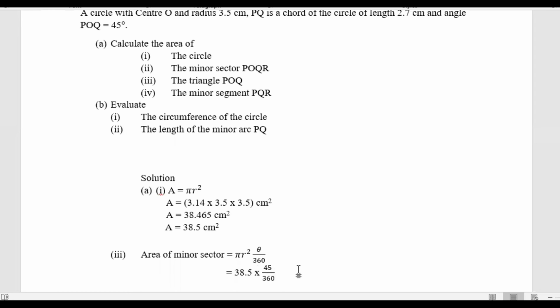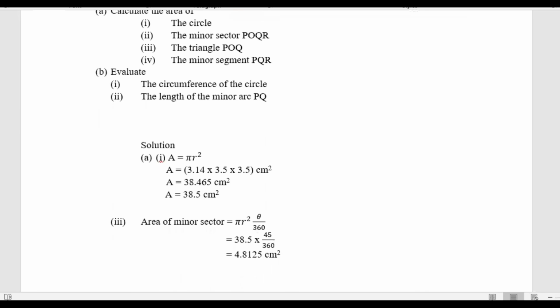4.808. So we end up with 4.8125. Remember this is an area as well, so it'll be centimeters square. But since we already put our answer to one decimal place, we do the same thing here. So to one decimal place, what will be your answer here? 4.8. Are we clear so far?